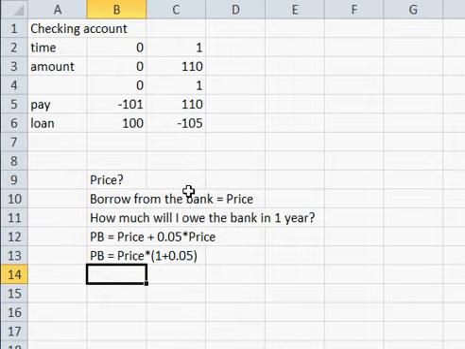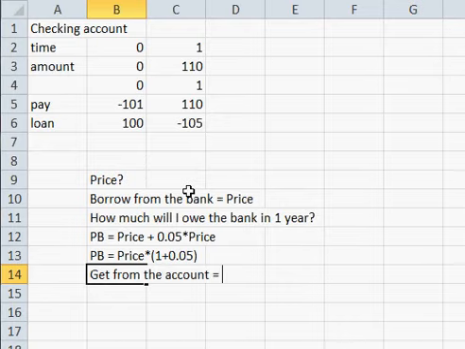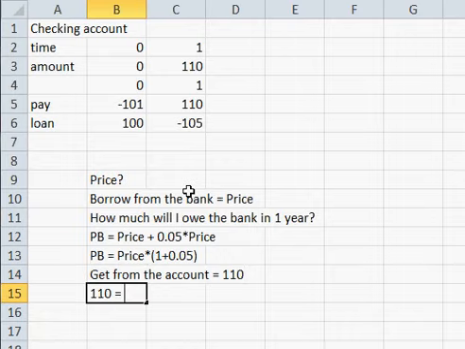So now I can ask a different question. How much will I get from the account? That's going to be equal to 110, because that was set in the original information in the problem. So we're going to get $110 from this checking account. And if it's priced correctly, that 110 is going to equal the amount we have to pay back to the bank. Remember, if it's not, if we have money left over, then we would love to do this deal over and over and over again and get lots of free money. If it's too low, then the opposite happens, and we have to pay every time and we never would.